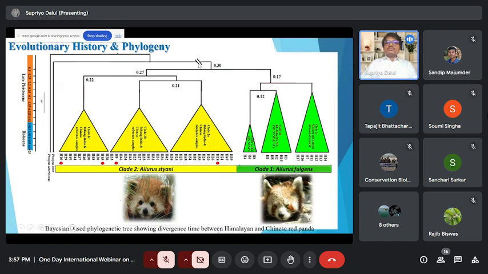And these two species, I have found that they diverged around 0.30 million years ago. So roughly 3 lakh years ago this divergence happened. So maybe it happened during the late Pleistocene time, because of the repeated cycles of glaciation and deglaciation. These kinds of natural events may have caused this separation of the two species.